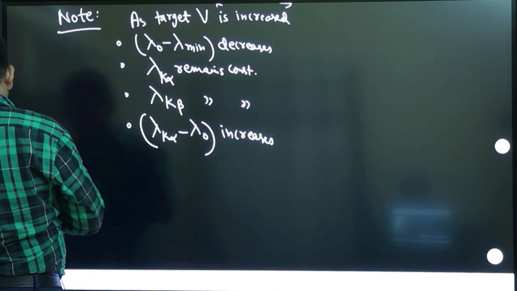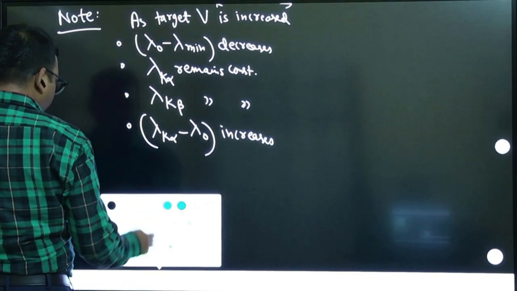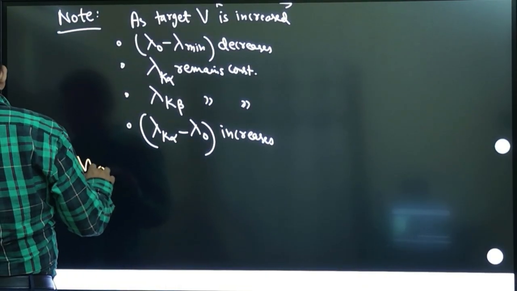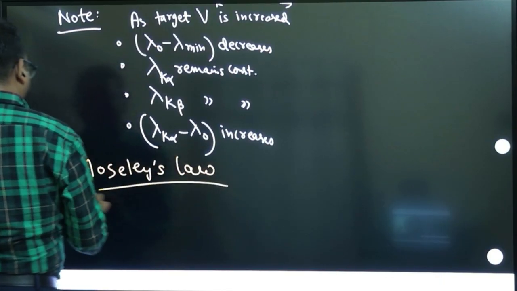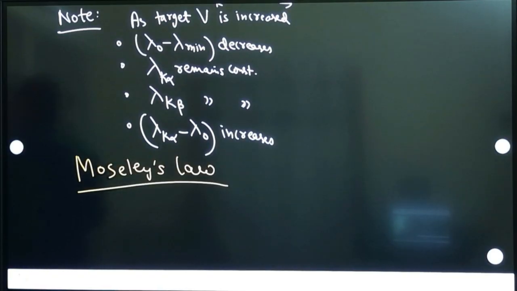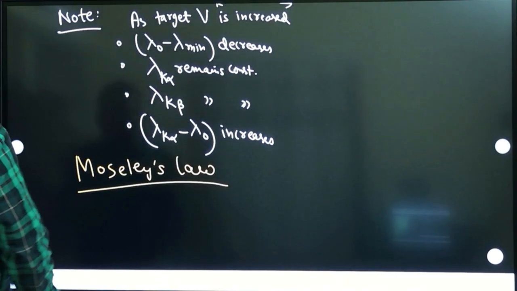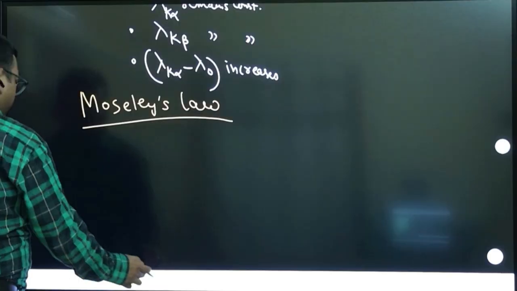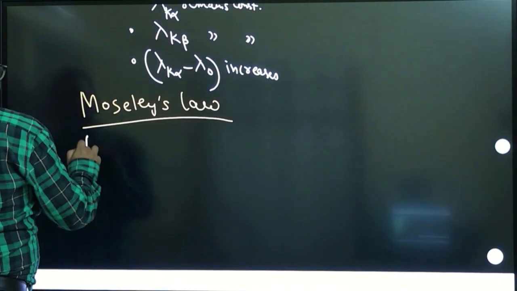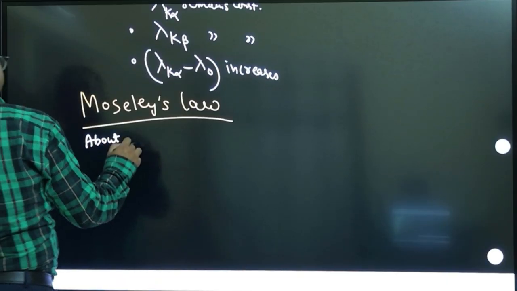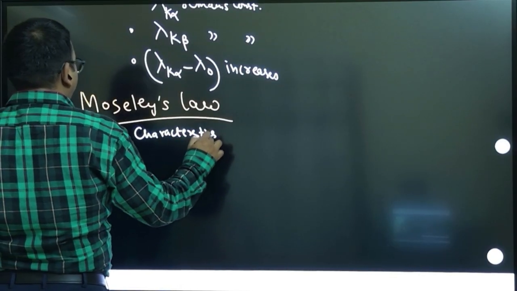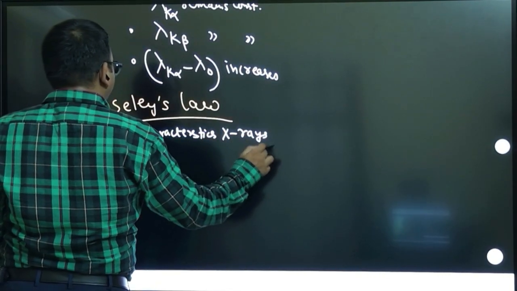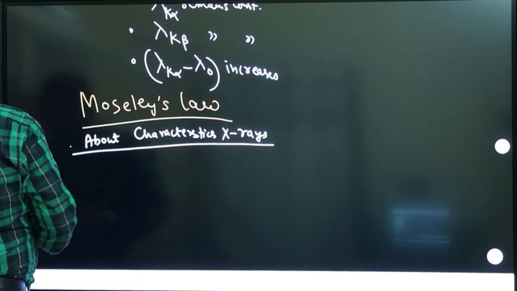Then the last topic in this is Moseley's law. After this, it is over. The game will be over after this. The most important thing is Moseley's law. Last topic of this. So, what does Moseley's law say? Moseley's law talks about the characteristic X-rays. Remember, Moseley's law is about characteristic X-rays. They don't talk about the continuous X-rays.